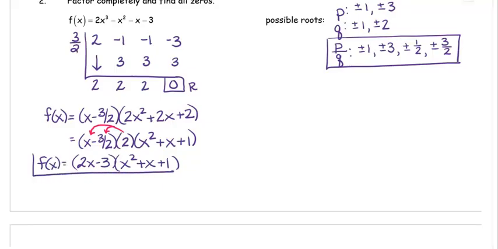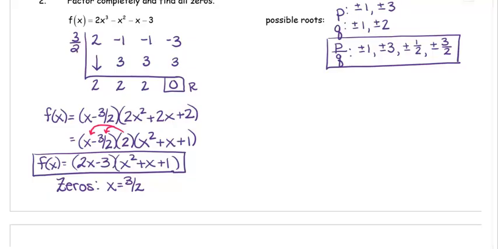I know that because if there were other factors, I would have been able to see them on my graph as well. Let's talk about the zeros now. Well, one of the zeros I found was x equal to 3/2. These other 2, I know, are going to end up being imaginary solutions. If they were real solutions, they would have crossed the x-axis.